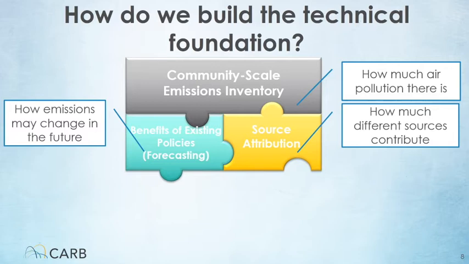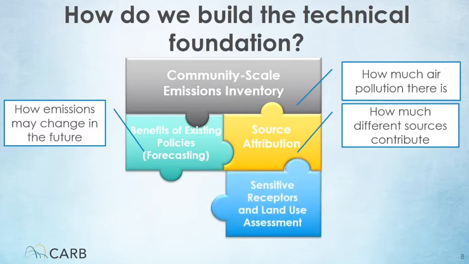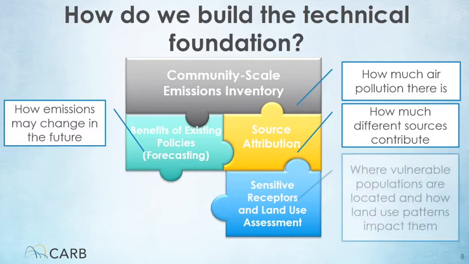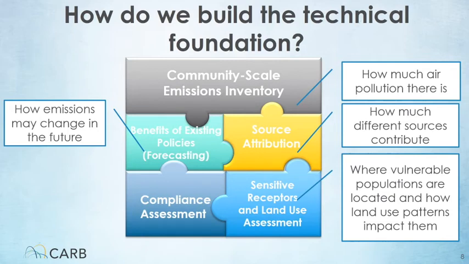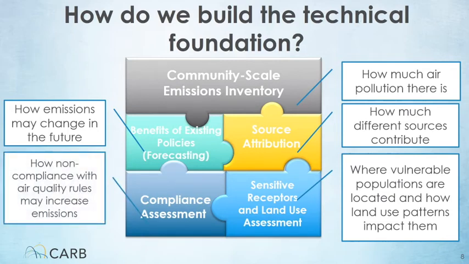It is also important to look at how emissions and land use patterns impact sensitive populations. For example, people that live closer to pollution sources may experience higher impacts. The last component is looking at whether there are sources in the community that are out of compliance with existing air quality rules.